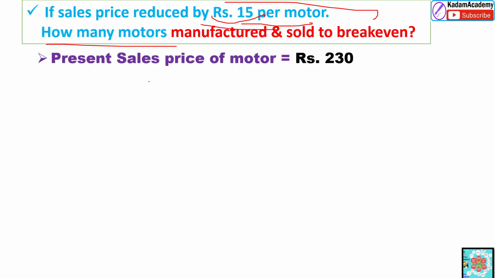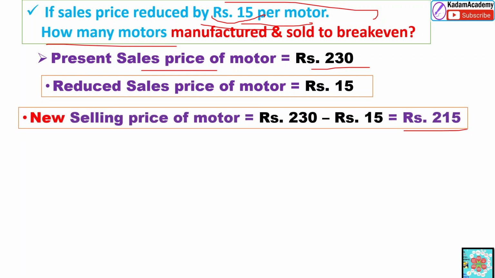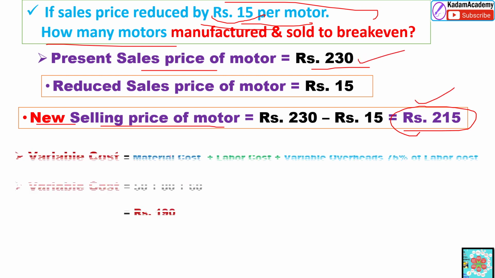Now the present sales price is 230 rupees. The reduced sales price, after deduction of 15 from this 230, is 215 rupees. That is the new selling price of the motor. Before this, it was 230. Now it is 215.